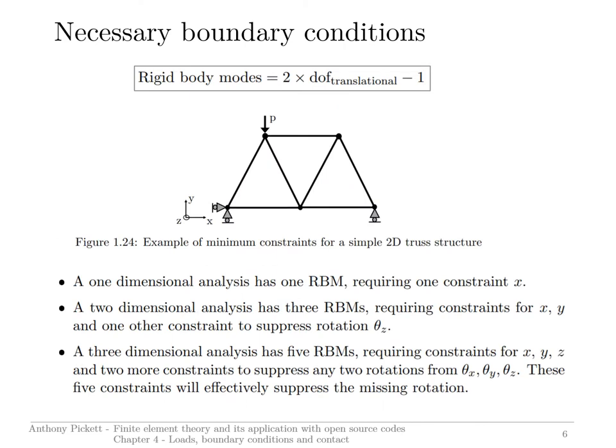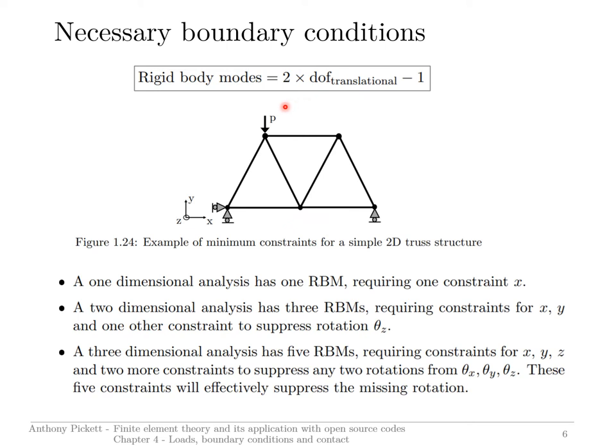Using this previous expression, if we have a 1 degree of freedom problem, we have to suppress the one rigid body mode, requiring one constraint in the x direction. If we have a 2D problem, as shown in this diagram, we have 2 degrees of freedom at each node. So the number of rigid body modes in this case is 2 times 2 minus 1, meaning 3. In effect, what we have are a rigid body motion in this direction, a rigid body motion in this direction, and a third rigid body motion, which could be rotation of the complete structure as a rigid body.